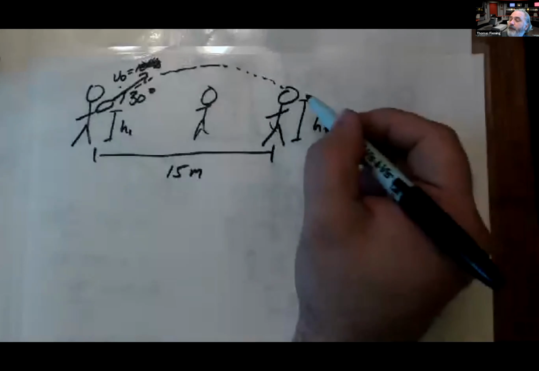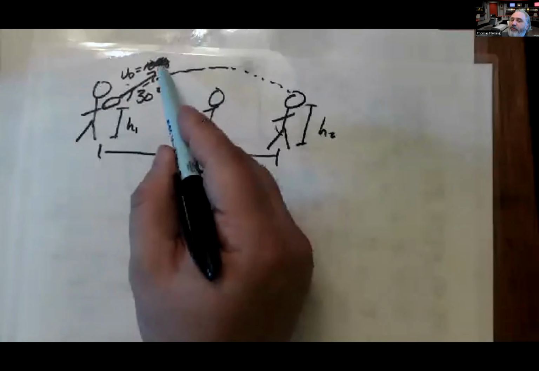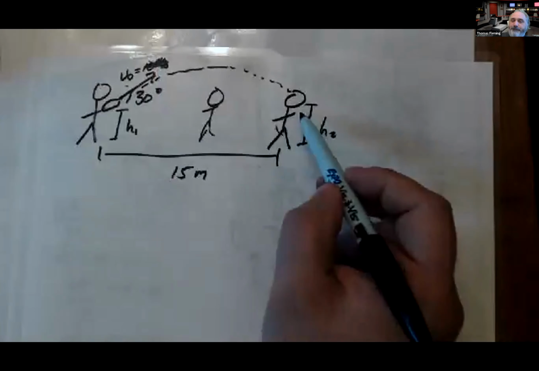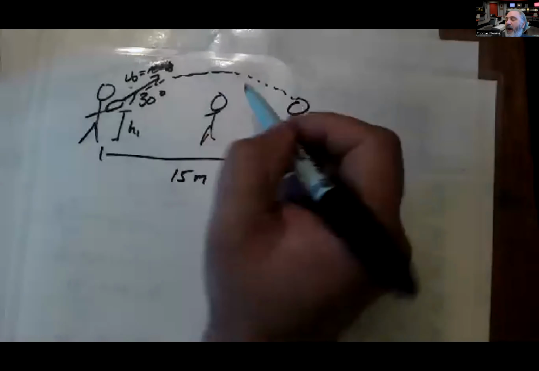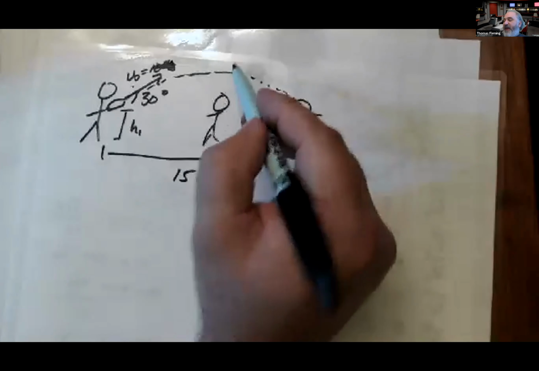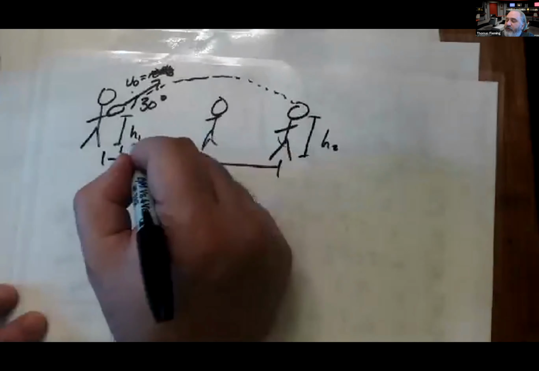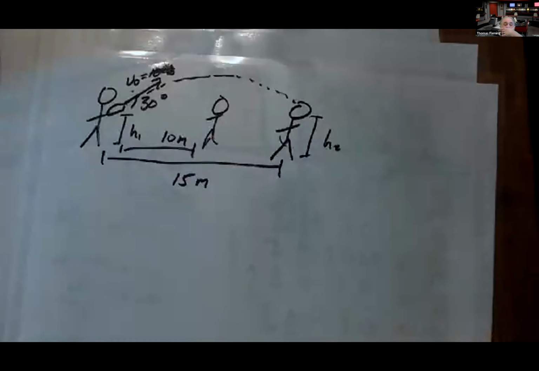So that's what we want. He's going to throw it at a 30-degree angle. We're going to solve for the speed he has to throw it with to get it to his receiver 15 meters away. Then once we know that, we'll figure out how high this guy has to jump to catch that, assuming that the attempted interceptor is only 10 meters away from Dak.